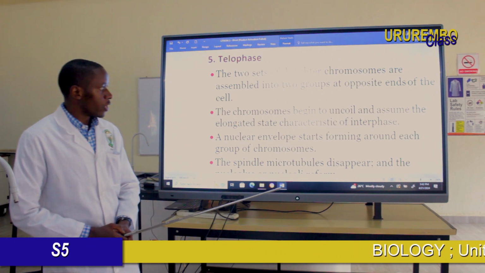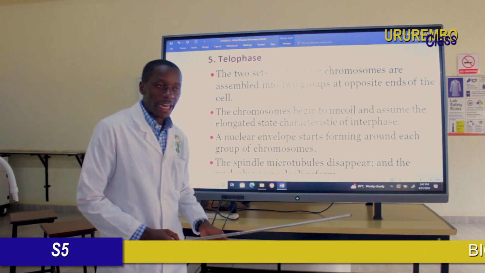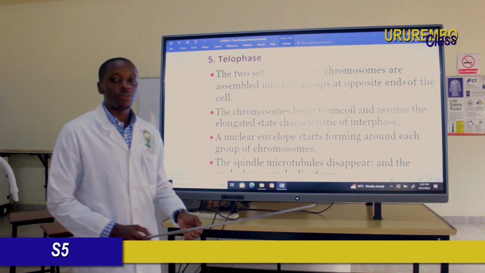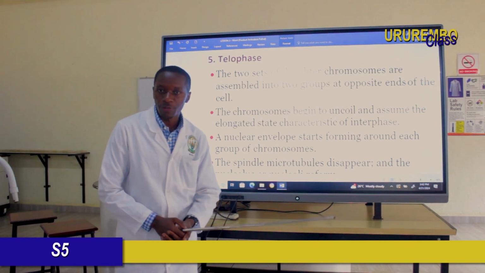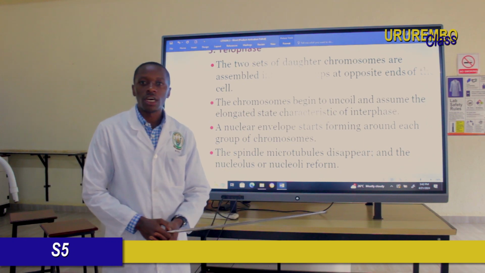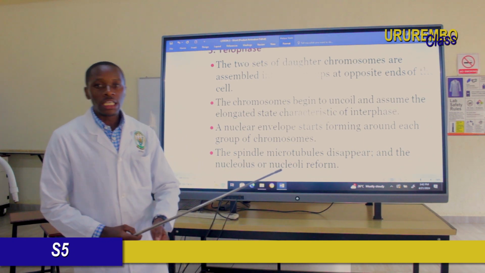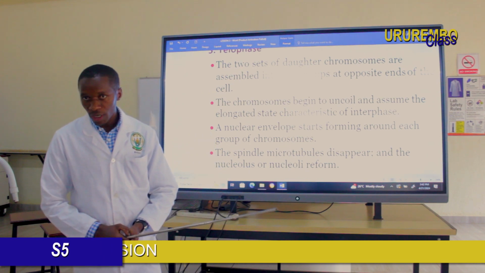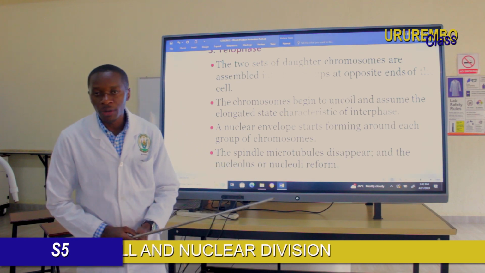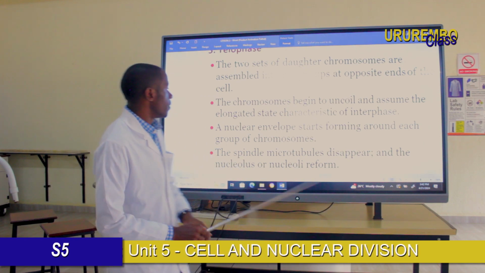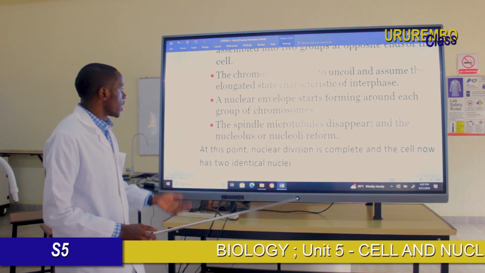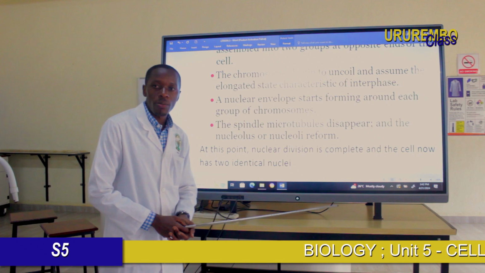Then the chromosomes begin to decondense, assuming the elongated state characteristic of interphase, as we've seen. Also, the nuclear envelope starts forming. In prophase, the nuclear envelope disappears, but now, in the last phase, the nuclear envelope starts to reappear in each daughter cell formed. The spindle fibers or spindle microtubules disappear, and the nucleoli form again.